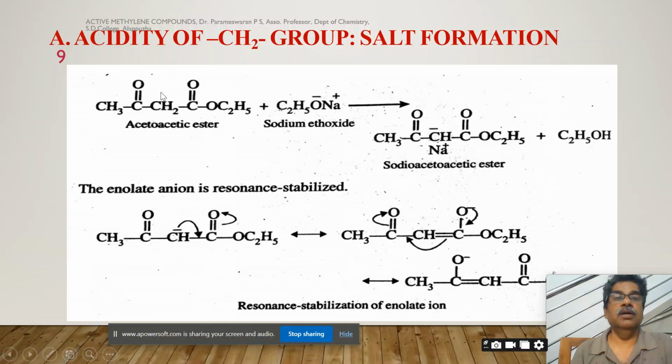Then there is an Na plus counter ion here. So it is sodium acetoacetic ester. It is converted to sodium acetoacetic ester. And this happens easily, because the negative ion is in between two carbonyl groups, so it is resonance stabilized.